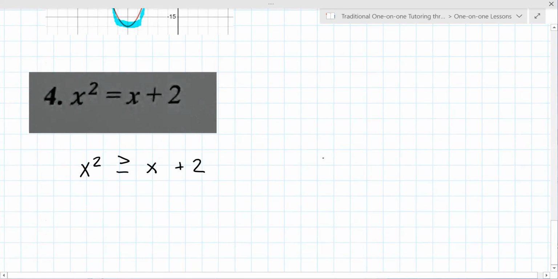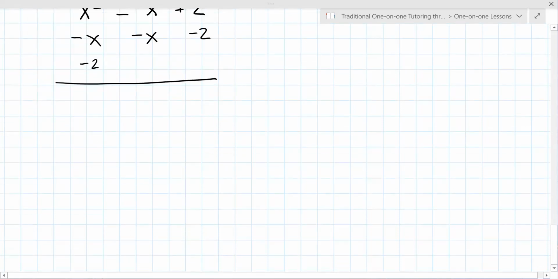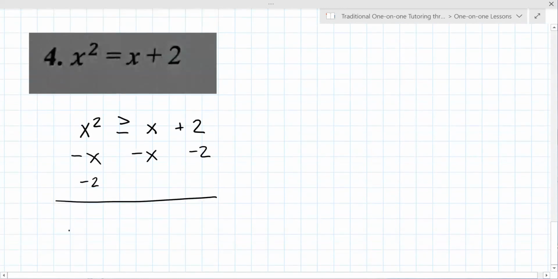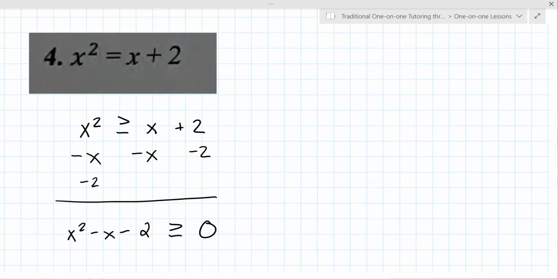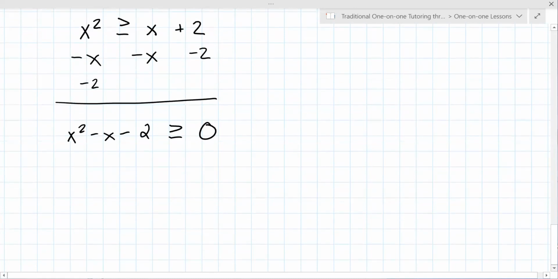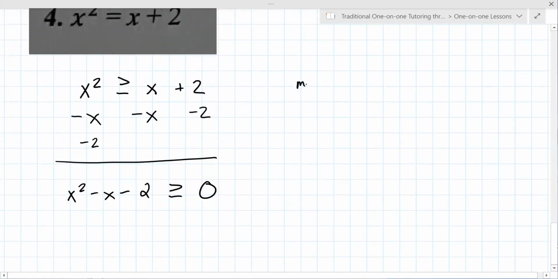The first thing you should notice is that there's stuff on both sides. We really need to move everything to one side of the equation, so you do that by subtracting. x squared minus x minus 2 greater than or equal to 0. Now you're looking for numbers that multiply to -2, but they have to add to -1.